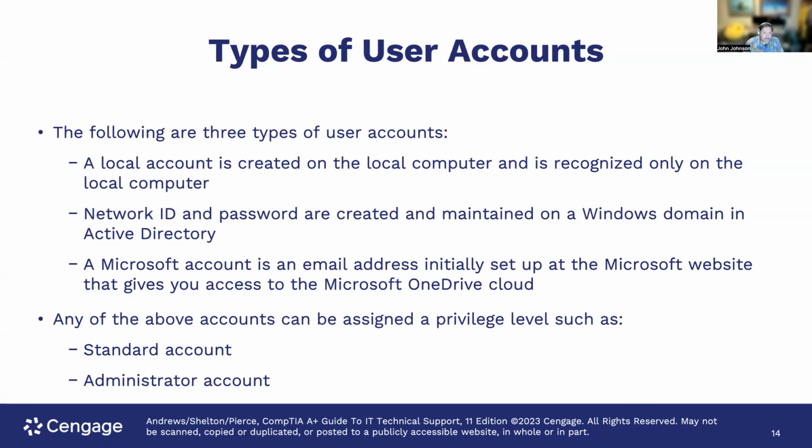Then you've got the network ID and password that are created and maintained on a Windows domain and Active Directory. So that's the domain model that we talked about, where you're going to have an administrator set up your credentials, your network ID and password, essentially. Then you also have a Microsoft account. You can use the email address initially set up at the Microsoft website that gives you access to Microsoft OneDrive Cloud. So any of the above types can be assigned a privilege level for standard or admin account.